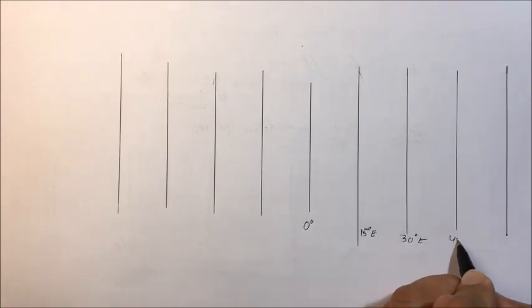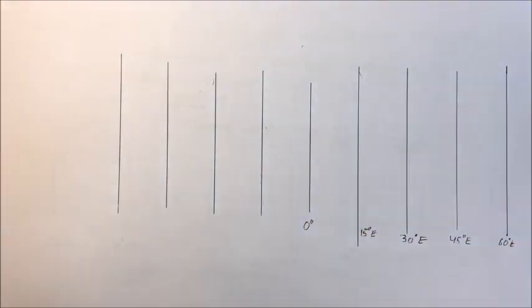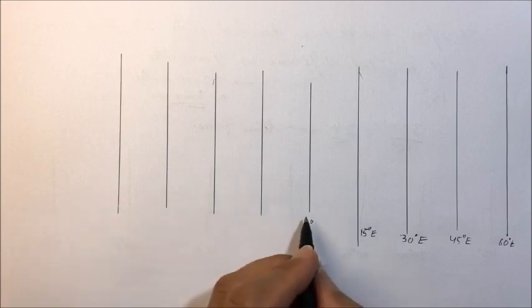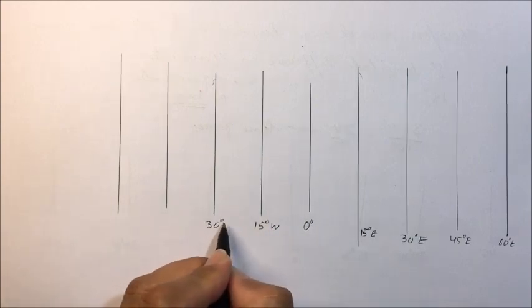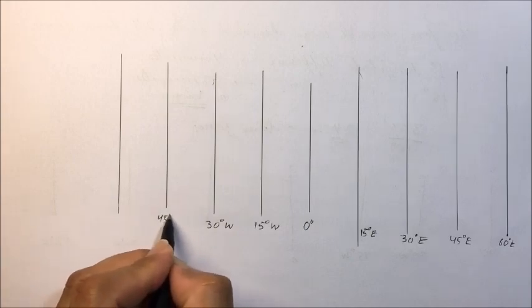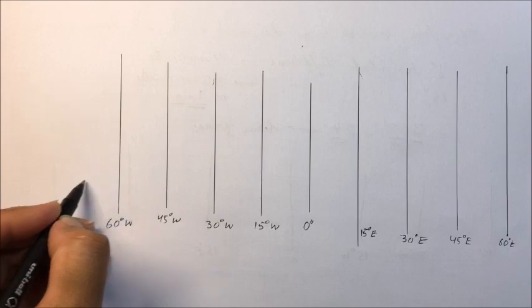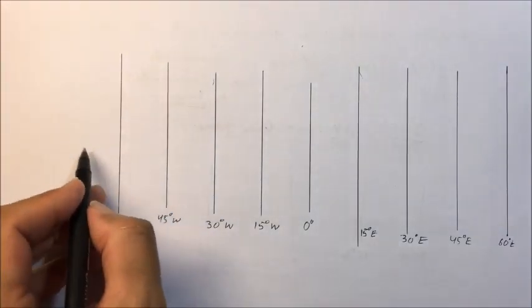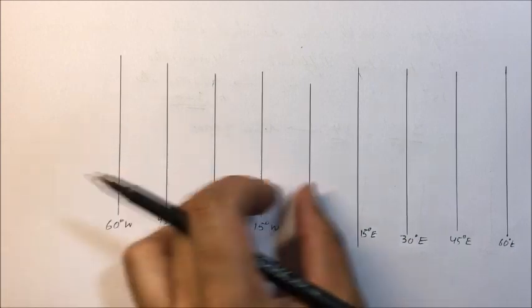This will be 45 degree east, 60 degree east. Similarly, it will be up to 180 degree east, and on the western side it will be 15 degree west, 30 degree west, 45 degree west, 60 degree west, and similarly up to 180. So there are 24 time zones, one zone, second zone, third, fourth, fifth, like these zones.